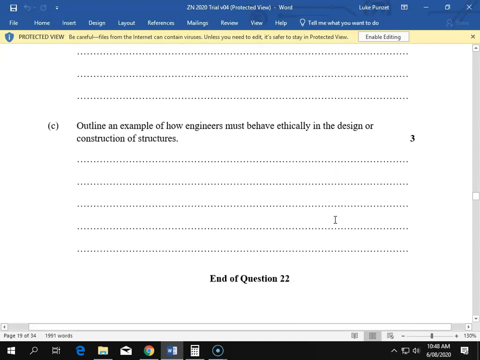Outline an example of how engineers must behave ethically in the design or construction of structures. Okay, so for starters, you've got to read the whole question, right? So it says specifically with structures. So that's the first consideration.